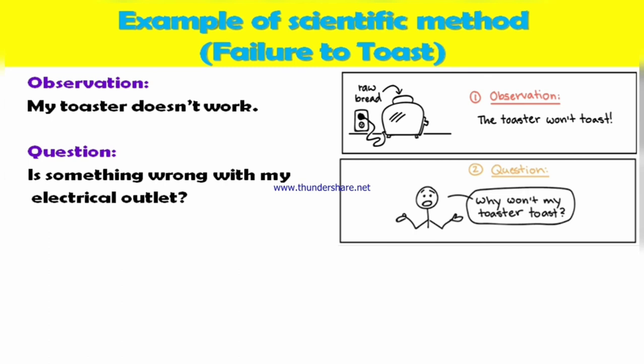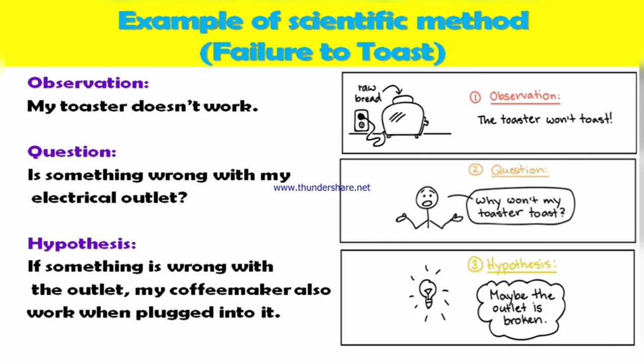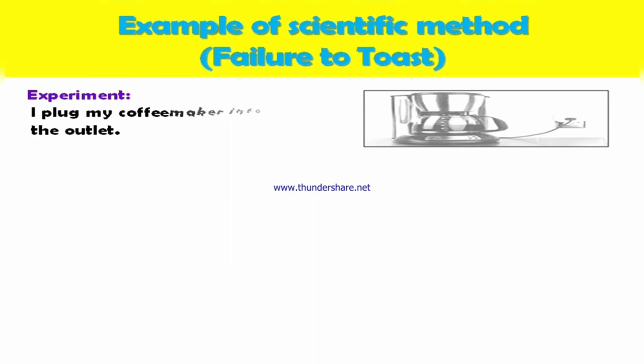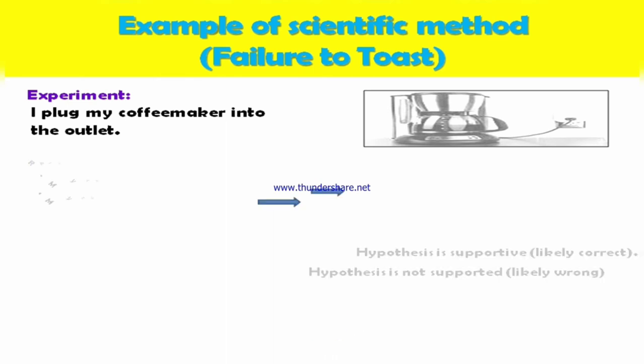After that, I propose my hypothesis that the toaster didn't toast because the electrical outlet is broken, and make a prediction that if something is wrong with the outlet, my coffee maker also won't work when I plug it into it. So to test the hypothesis, I perform an experiment associated with my prediction. For instance, in this case, I would plug my coffee maker into the outlet and see the result.